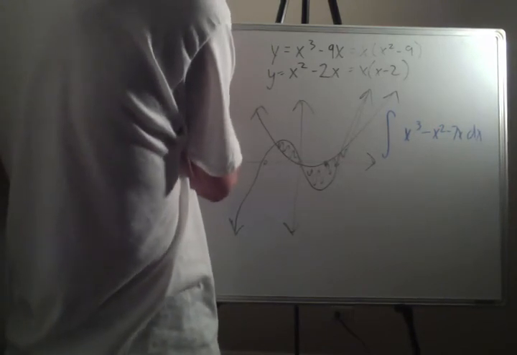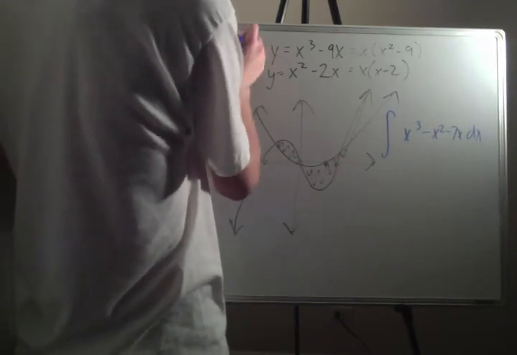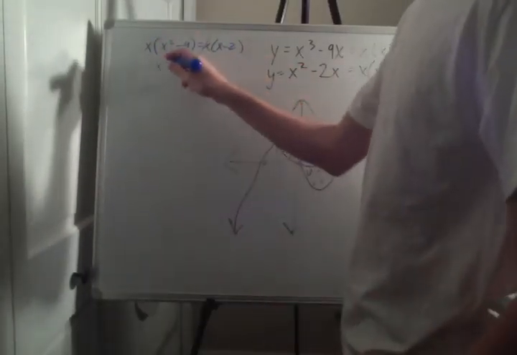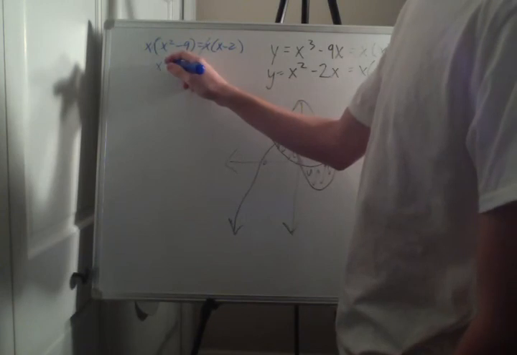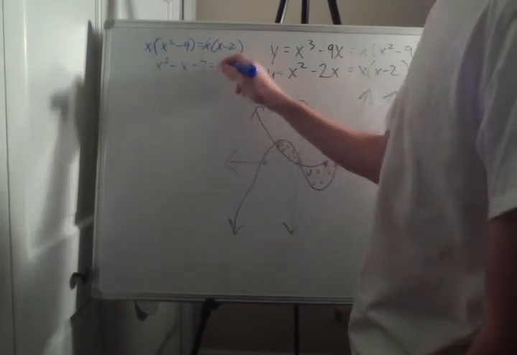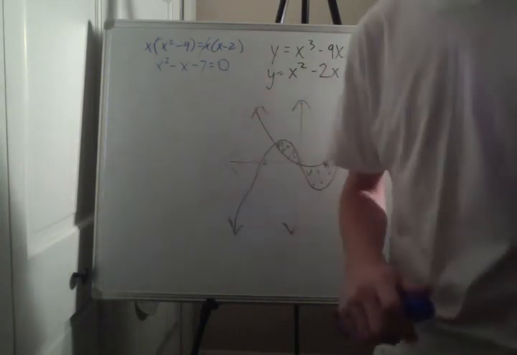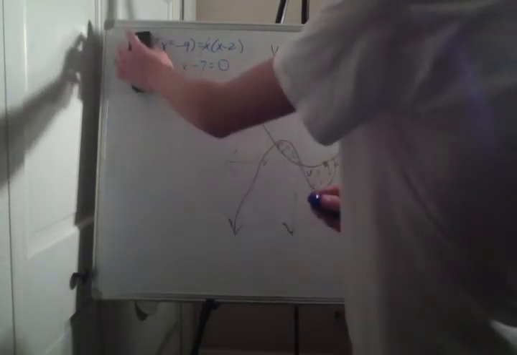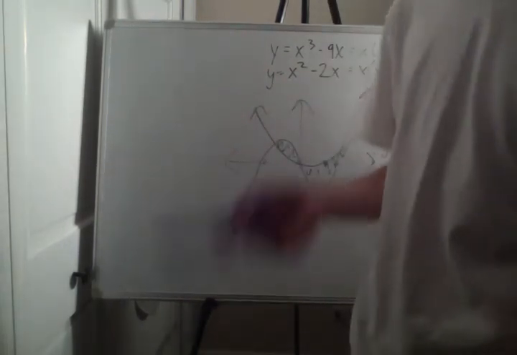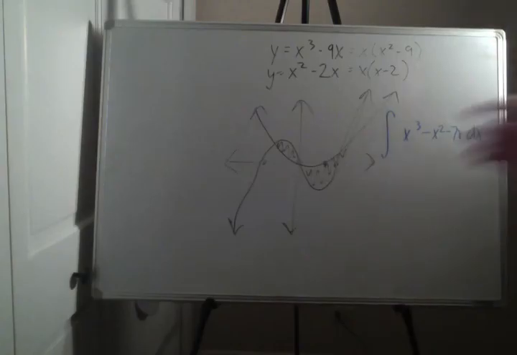So it would be x squared minus 9 equals x minus 2. Similar to that, the x would cancel out. X squared minus x minus 7 equals 0. And long story short, you can factor it, but you would have to use a calculator or use negative b plus or minus square root of b squared minus 4ac over 2a to find out what that is.